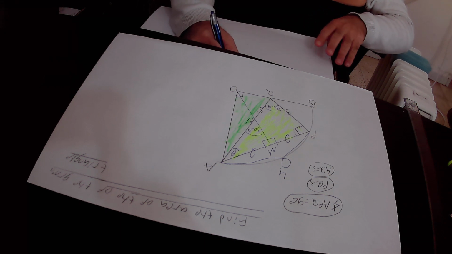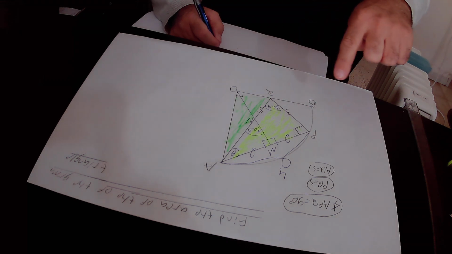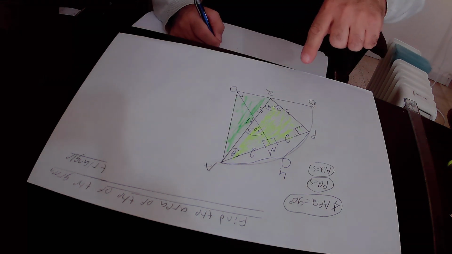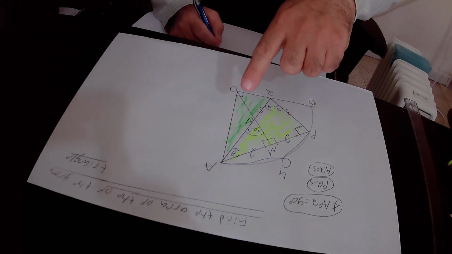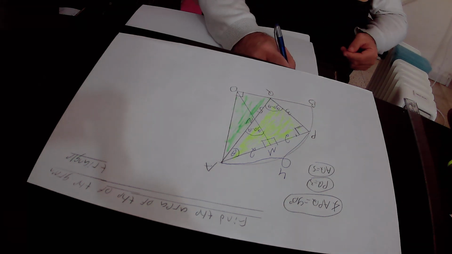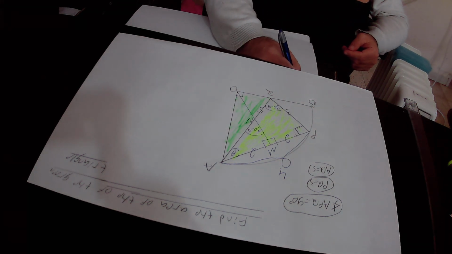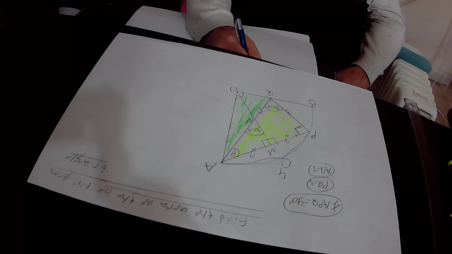That PA in the big triangle over MA in the small triangle equals PQ in the big triangle over MN in the small triangle, and it is also equal to QA in the big triangle over NA in the small triangle. So I will write it down. PA over MA equals PQ over MN equals QA over NA.